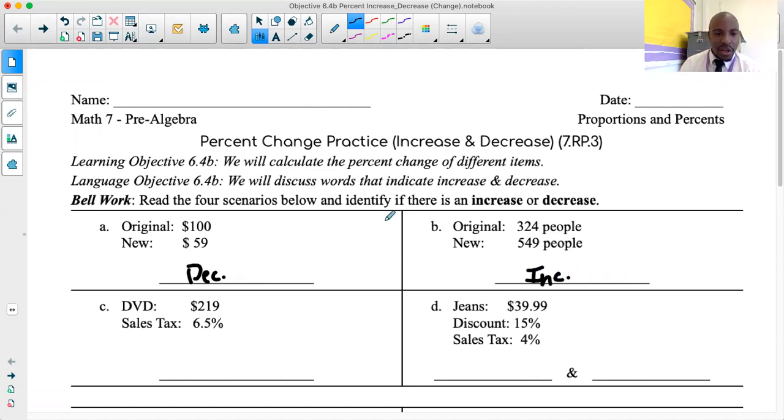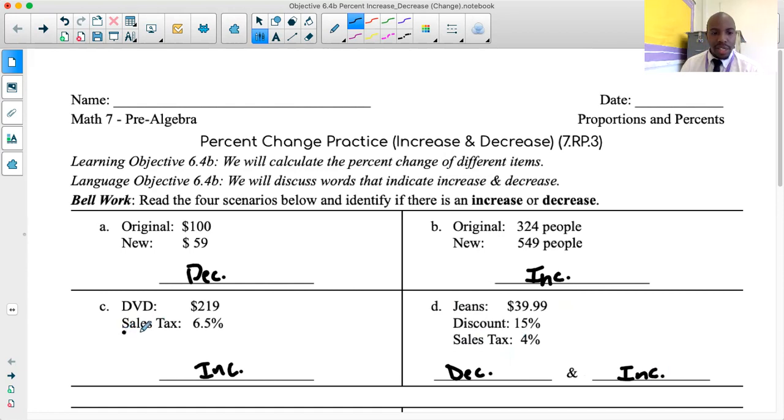The DVD, you should see it says $219, but then it says something called sales tax. And for C and D, I want to know if you can understand what sales tax and discount mean. I'm going to tell you this means it's actually increasing. Whereas in D, it's both decreasing and increasing. Okay. Now, why did I write that? Why did I tell you that C is increasing and D is increasing and decreasing?